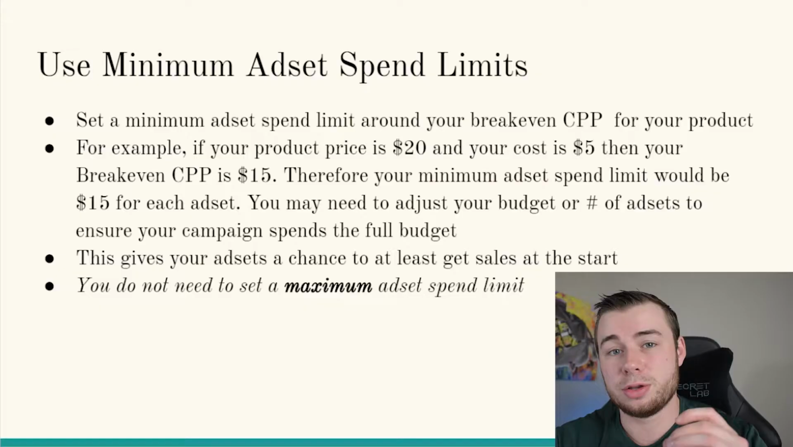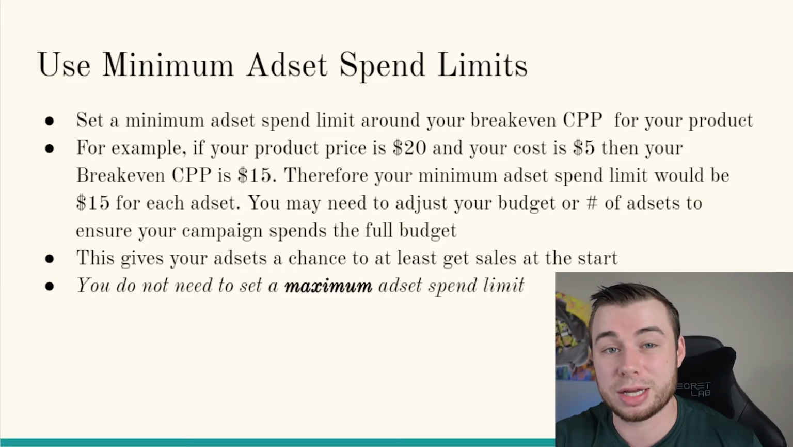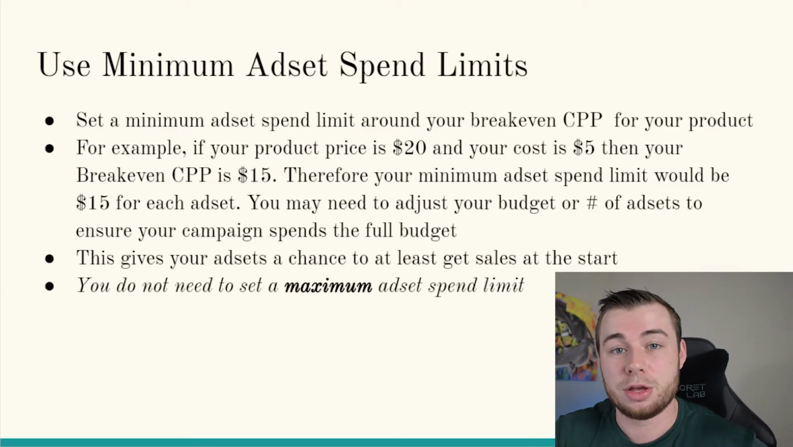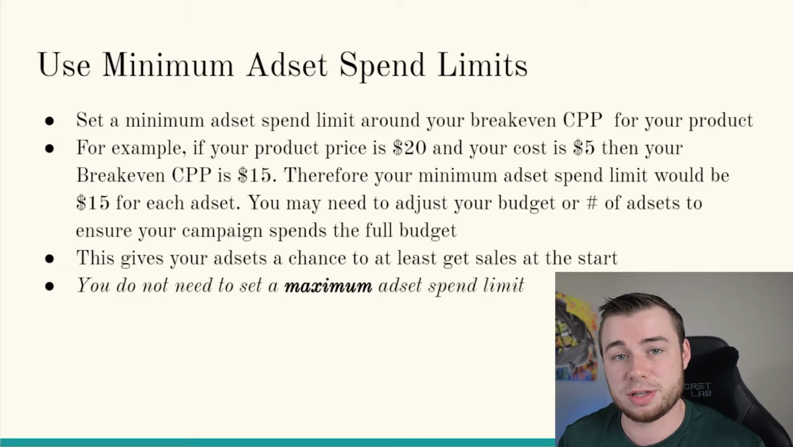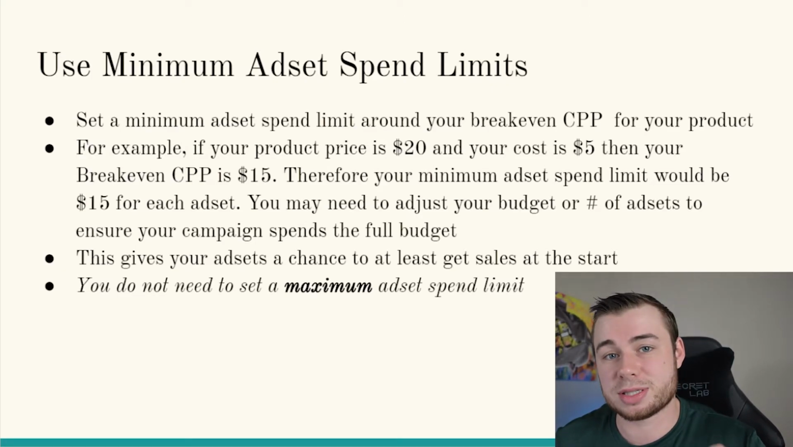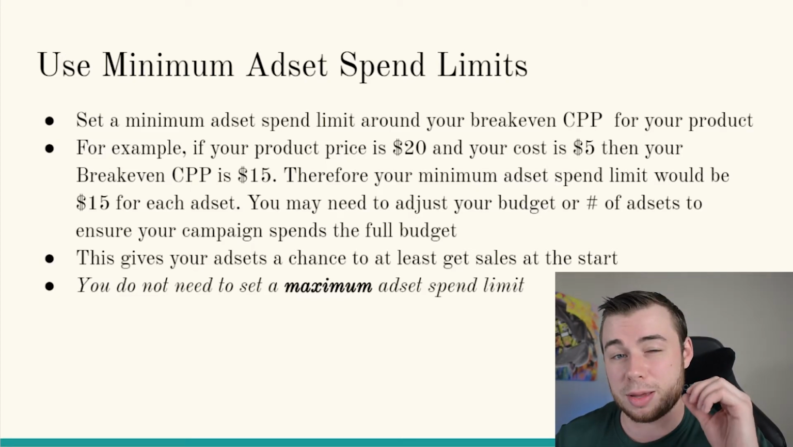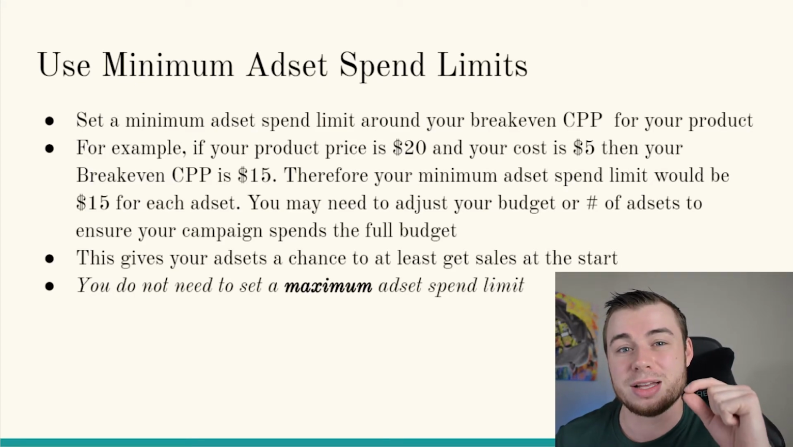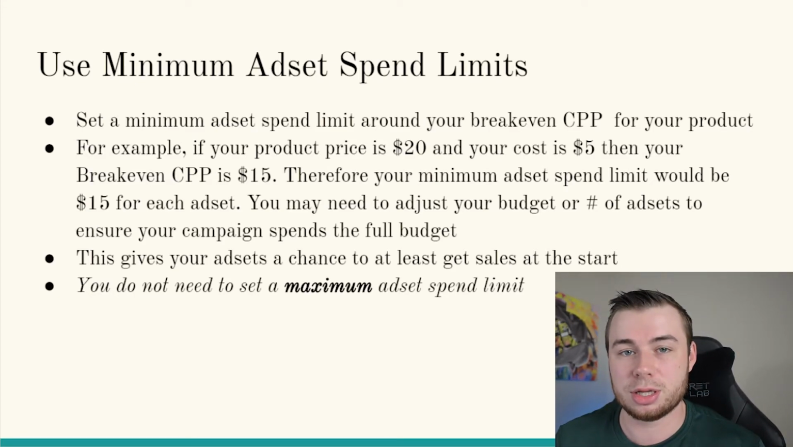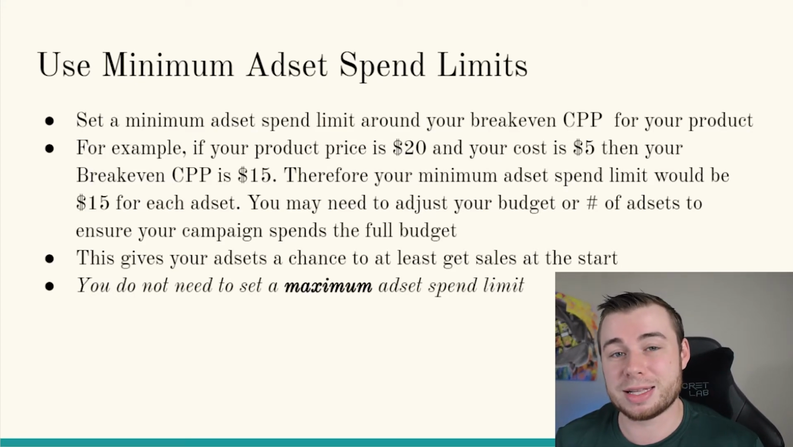Now I'm going to break this down for you really quick. For example, if you sell your product for $20 on your website and it costs you $5 from your supplier, your break-even CPP would be $15. That means you would want to set a minimum ad set spend limit on every ad set you have. For every ad set in your CBO campaign that you're launching, you would want to make sure your minimum ad set spend limit is set at $15.